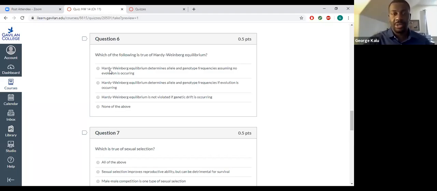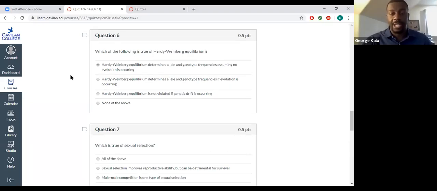Yes, A is true. It assumes that no evolution is taking place. Okay. So Hardy-Weinberg equilibrium will give you specific numbers or specific calculations for different allele frequencies and genotype frequencies, assuming no evolution is taking place. But then if you actually go out into the population and you look at the allele frequencies and the genotype frequencies, and if you can tell that those numbers are different from what you calculated with Hardy-Weinberg, okay, then that is an indication that evolution is actually taking place. Okay. And then you can go and figure out which type of factor is at work.